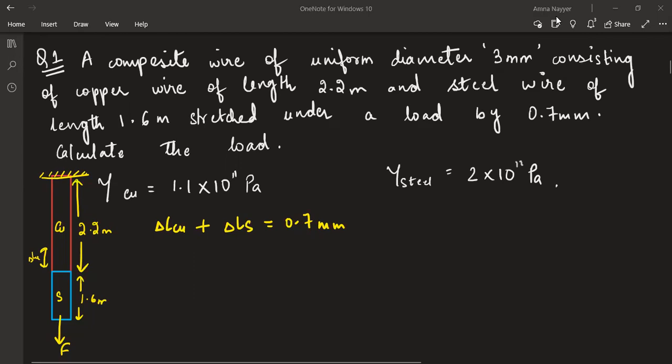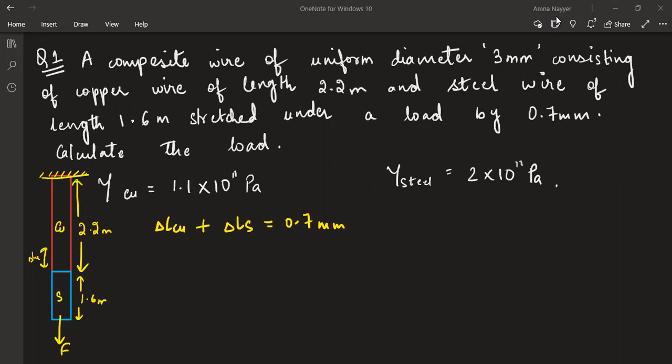See here class, this says a composite wire of uniform diameter 3 millimeter, consisting of copper wire of length 2.2 meter and steel wire of length 1.6 meter, is stretched under a load by 0.7 millimeters. You have to find this load.